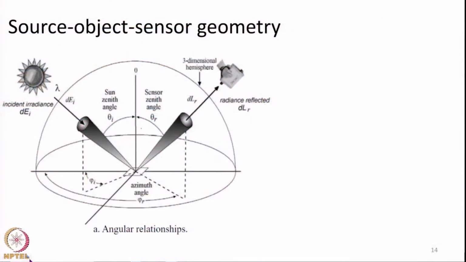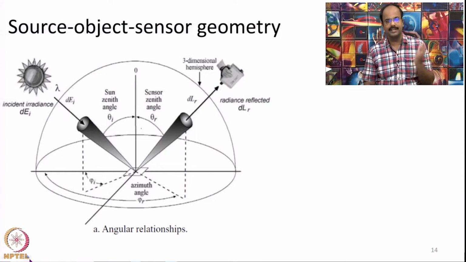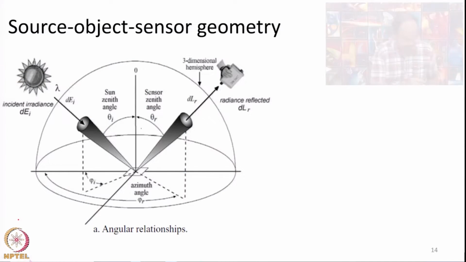The next important concept to understand is the geometry between the energy source, object and the sensor. In the last slide I detailed the different combinations of directions which can come into play when we do remote sensing measurements. Here in this particular slide, what we are going to see is how a source, object, sensor geometry affects our measurement. Please look at this particular thing.